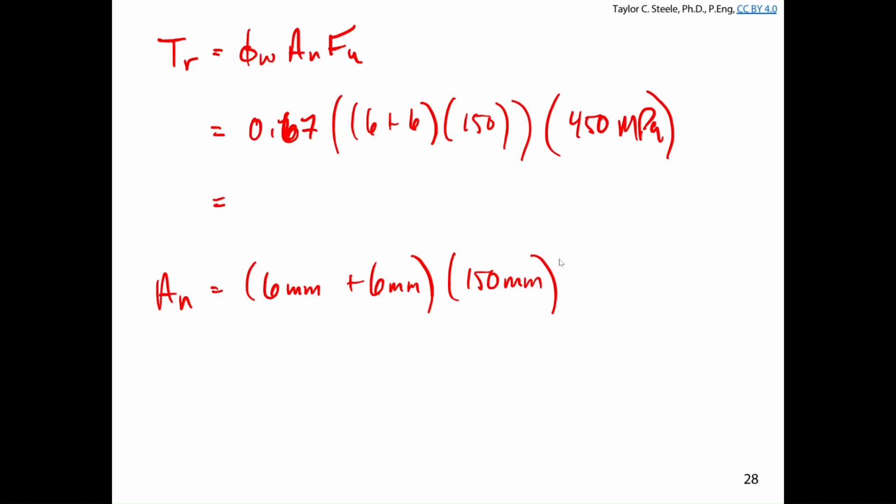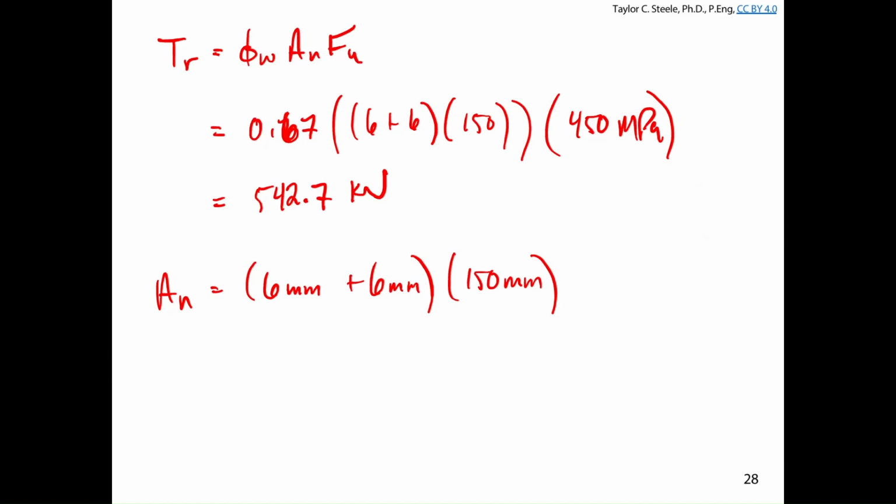And when I do that calculation, I end up with a tensile resistance of 542.7 kilonewtons. So we took phi_w, which is 0.67. We took the effective fused face, 6 on the top, 6 of fused face on the bottom, times the length of the welds, and multiplied that by the strength of the base metal to get a resistance. Does anyone have any questions about that calculation before we continue?